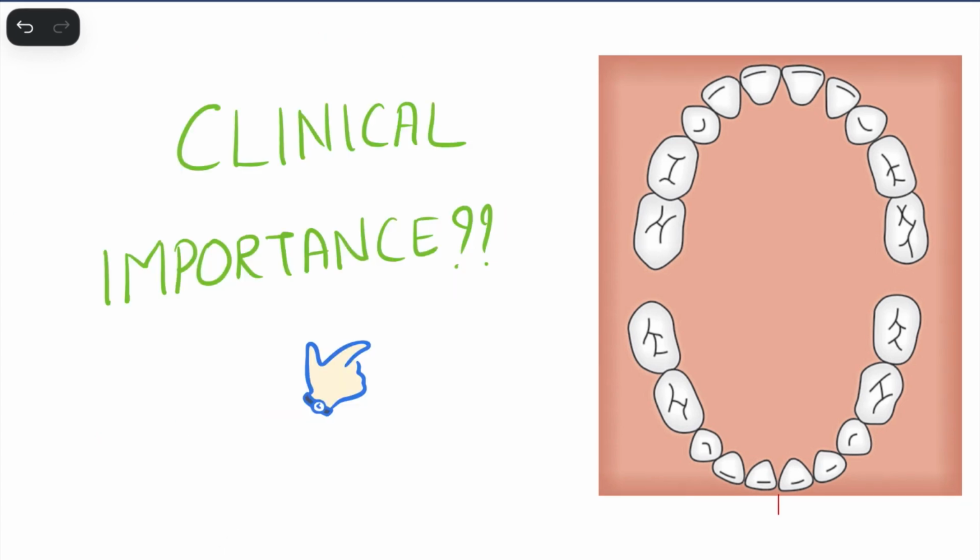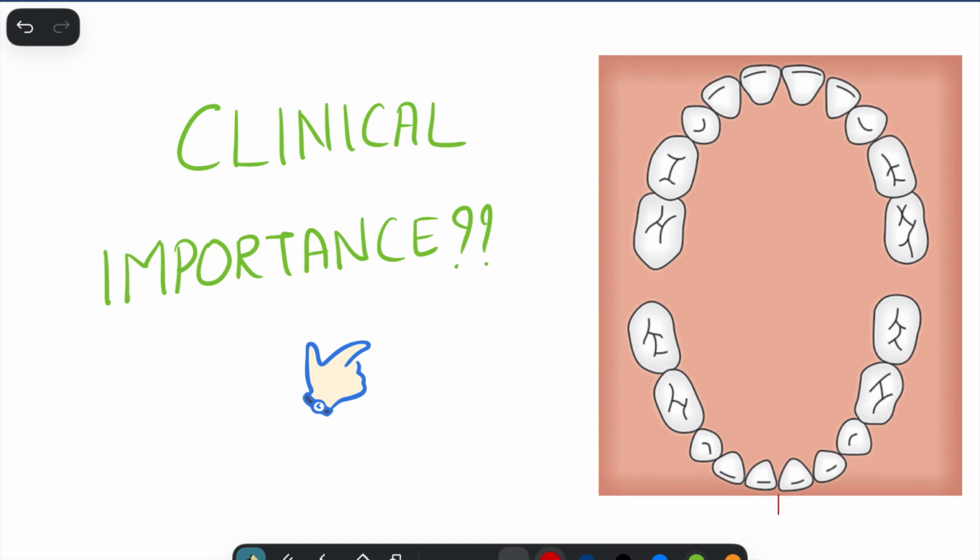Now, the clinical importance. So, the FTI system is used in dental charting, radiographs, diagnosis, case records, treatment planning, and clinical communication. For example, if a dentist says tooth 4-6 requires RCT, we can immediately understand that the dentist is talking about the mandibular right first molar.